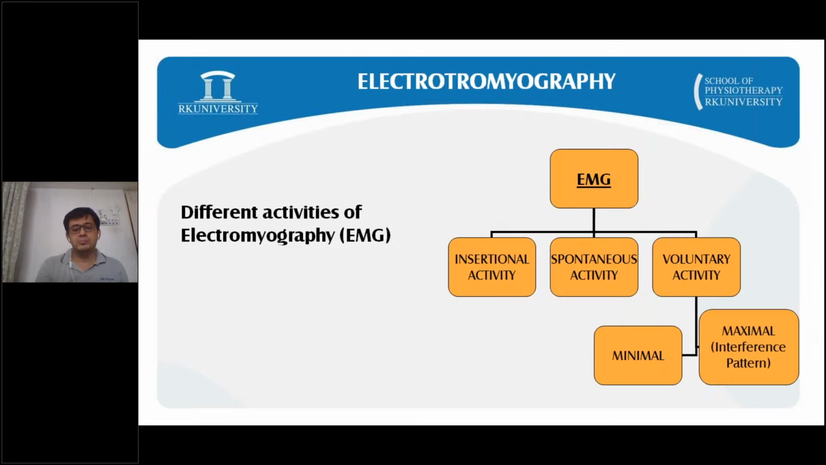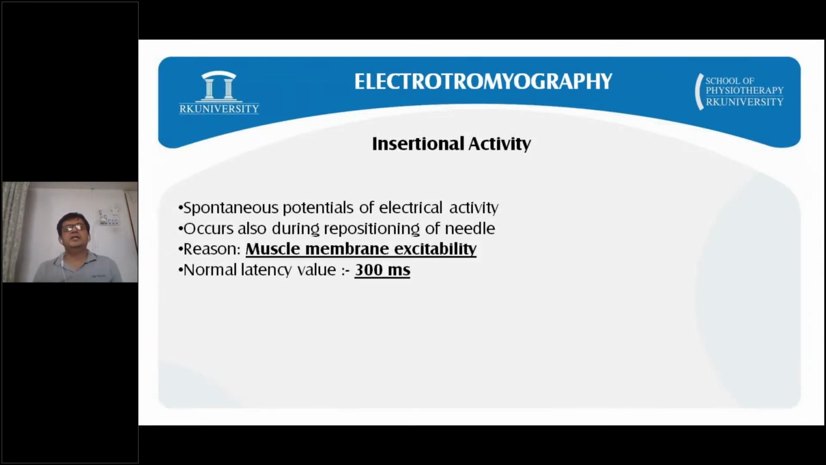Now what is normal? In insertional activity, you will be having spontaneous potentials. Clear? It will last for more than 300 milliseconds, and it is because of normal muscle membrane excitability. That is because of circulating acetylcholines. In clinical settings, we generally do not give much importance to insertional activity.